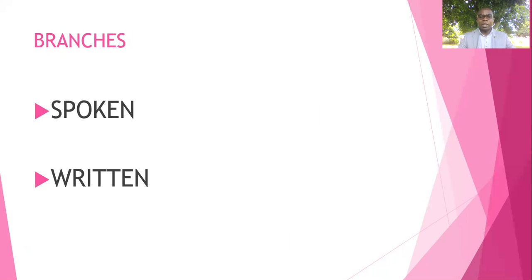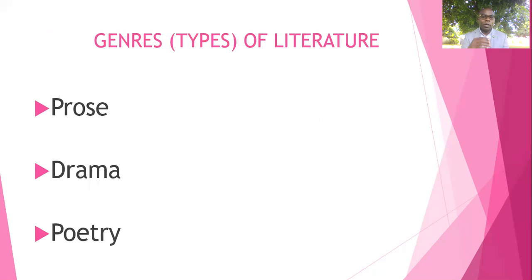So literature has two main branches, oral literature and written literature. Then within these two branches, we have the three main traditional types, what is called a genre of literature. We have prose, we have drama, and we have poetry. These are the three main distinct types of literature. And there are some distinctive qualities about each of them. So something makes prose prose, something makes drama drama, and something makes poetry poetry.